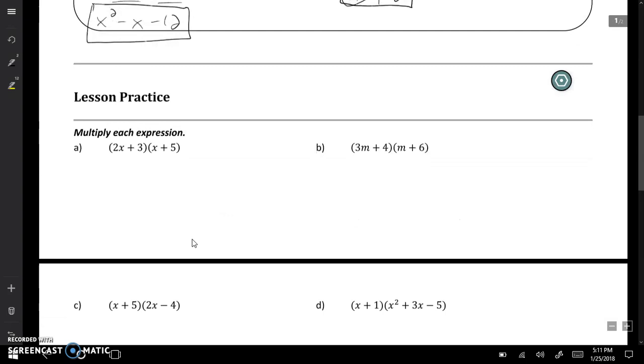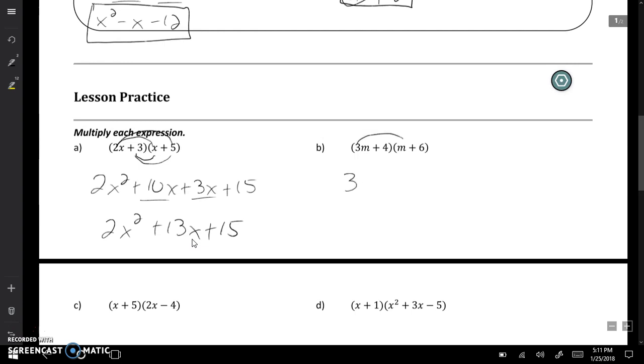Okay, so a couple practices here. We're going to do this one together. We're going to take 2x times x, it's 2x squared. We're going to take 2x times 5, and that's plus 10x. Then we're going to take these inside guys, 3 times x is plus 3x, and then 3 times 5. Now we're going to make sure and combine any like terms, 10x plus 3x. That becomes 2x squared plus 13x plus 15. And that's it.